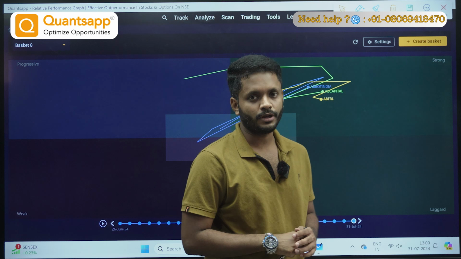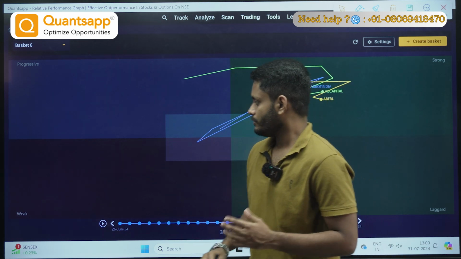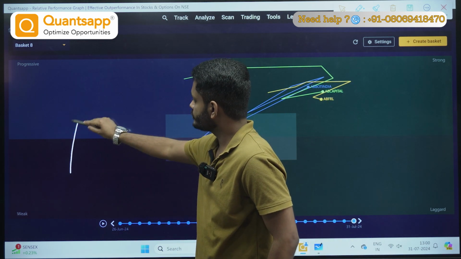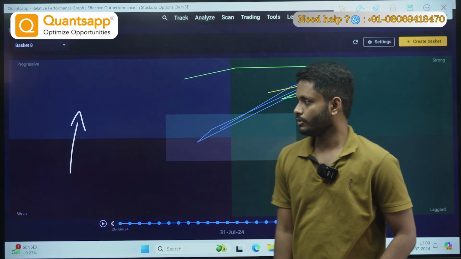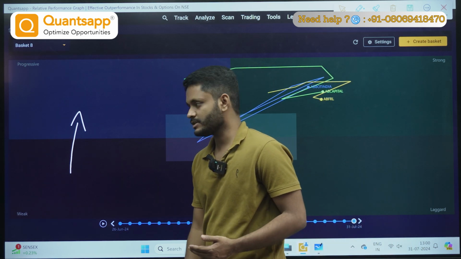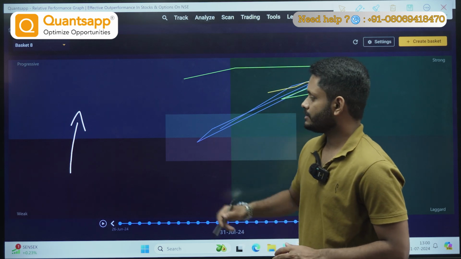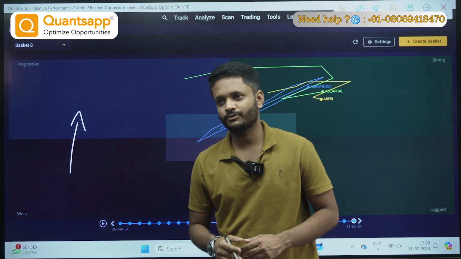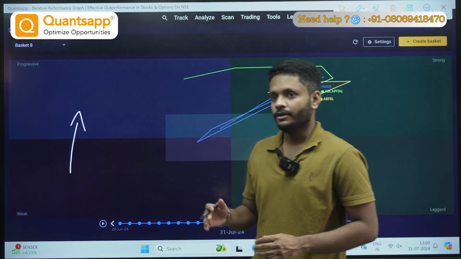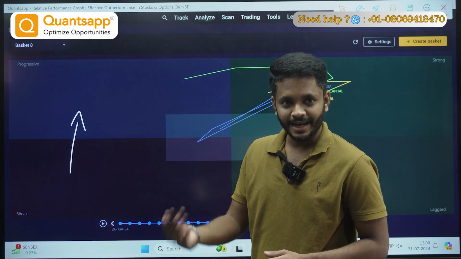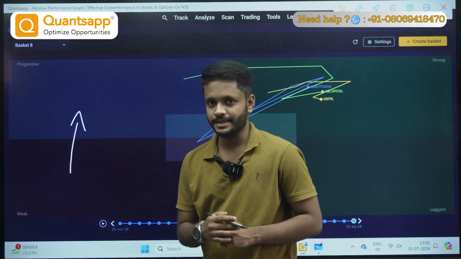What are the conditions for initiating a trade? Whenever a stock moves from weak to progressive zone, you can initiate a bullish trade. Say, for example, a stock has moved from weak to progressive on the 10th of any month, then we can plan a bullish trade on the 11th, provided the 10th day high is broken.